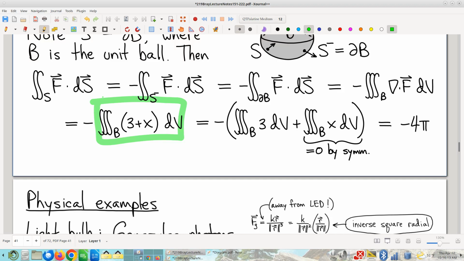But in spherical coordinates, the bounds on the unit ball are pretty easy. 3 plus x is not that bad. You write it down, you do some trig, it'd be doable. But there's a much better way to do this.